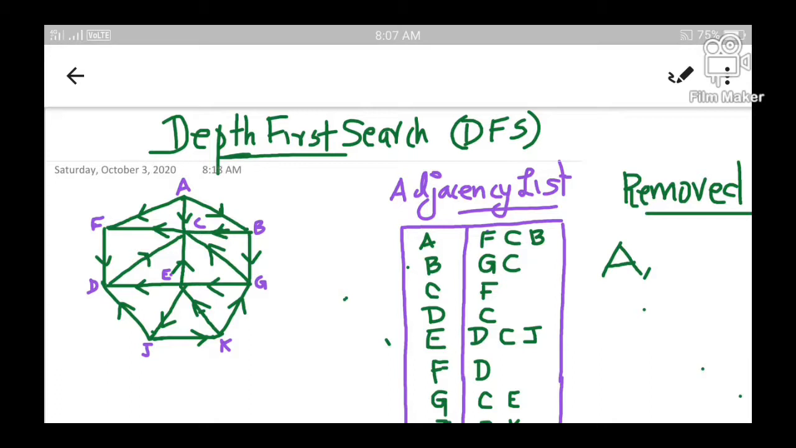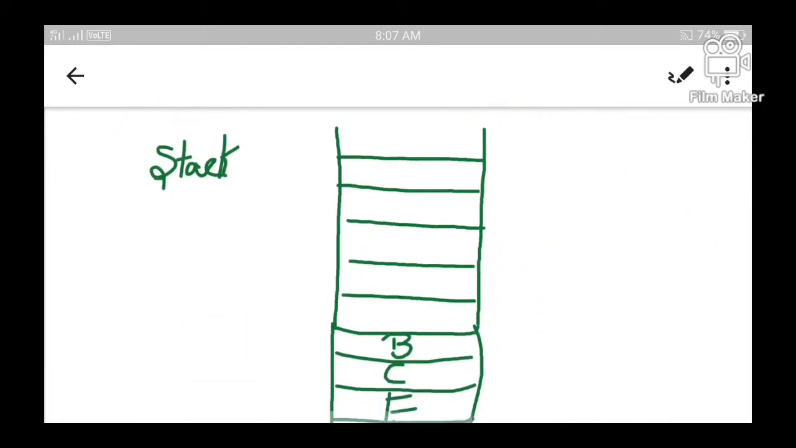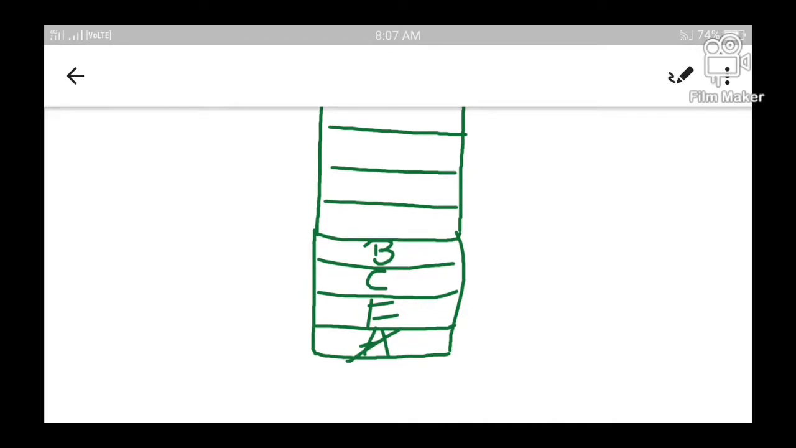So what process do we have to repeat? We have to continue the process of removing the topmost element from the stack. Whenever an element is removed, you have to insert all its adjacent nodes onto the stack. So let us continue the process. At present node B is at the top of the stack, so I'm going to remove the top element from the stack.